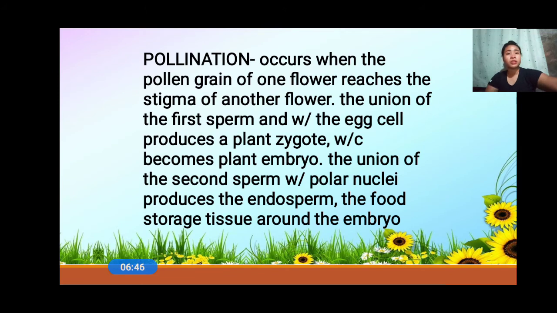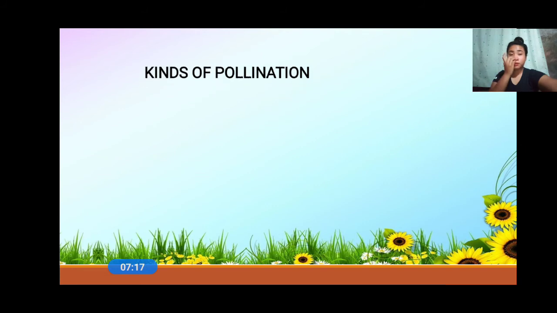Pollination occurs when the pollen grain of one flower reaches the stigma of another flower. So the union of the first sperm with the egg cell produces a plant zygote, which becomes a plant embryo. The union of the second sperm with polar nuclei produces the endosperm, the food storage tissue around the embryo. That is pollination.